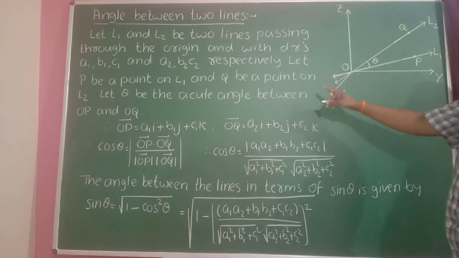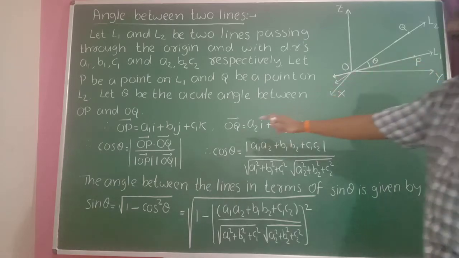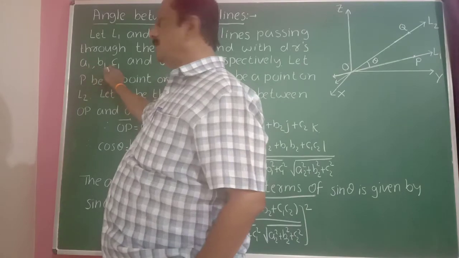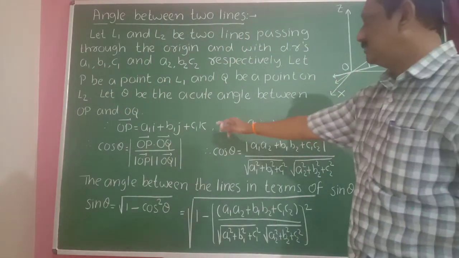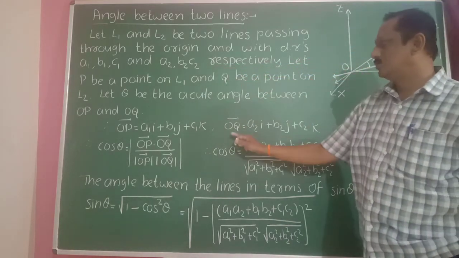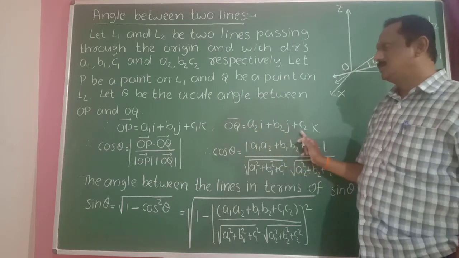Let P be a point on L1, Q be a point on L2, and theta be the angle between the two lines. Hence, OP bar is equal to a1 i plus b1 j plus c1 k, because a1, b1, c1 are the direction ratios of this line. Similarly, the direction ratios of the other line are a2, b2, c2. Hence, OQ bar is equal to a2 i plus b2 j plus c2 k.